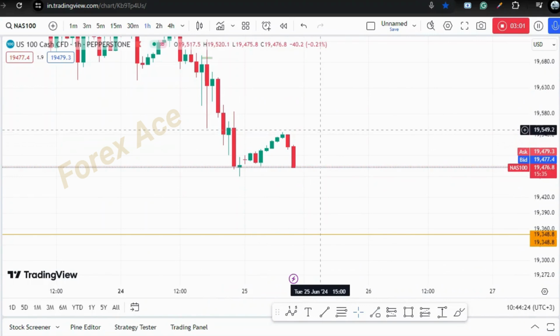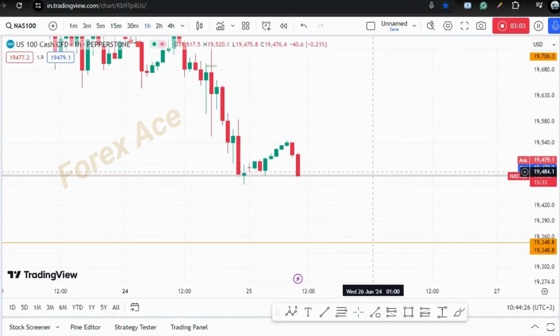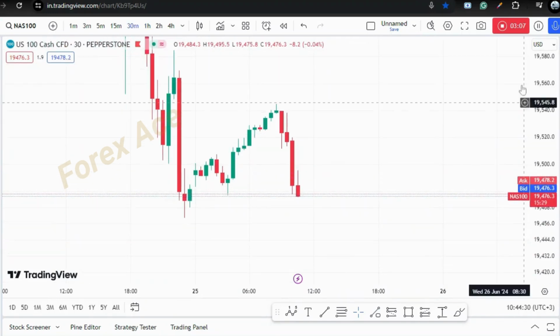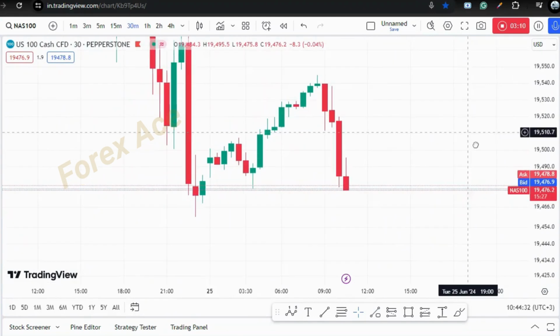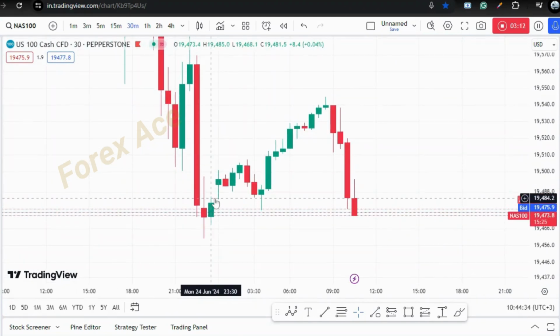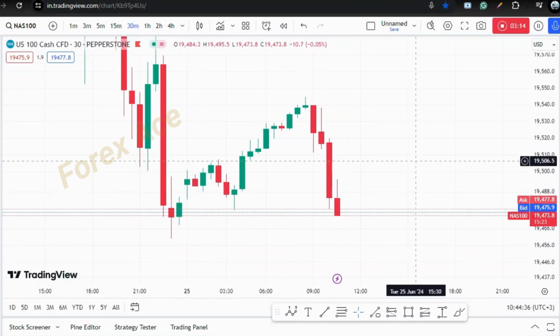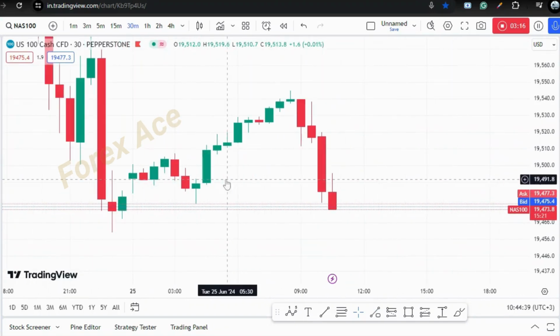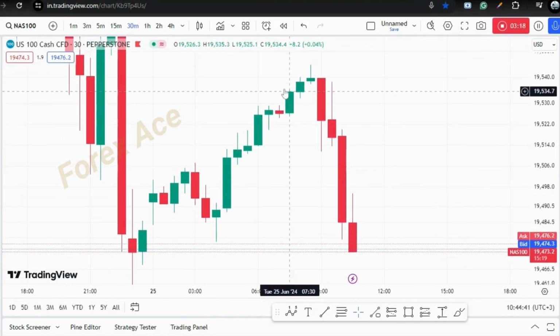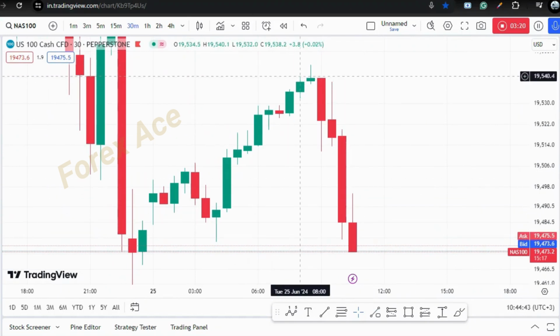So let's go lower. Let's go to the 30 minutes time frame because you're scalping. So you're supposed to dwell in the lower time frame. So if you look at this gap, can you see this beautiful fall? I would have caught this one.